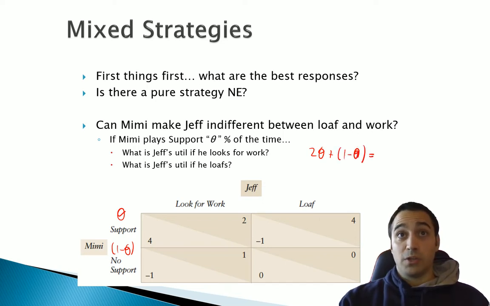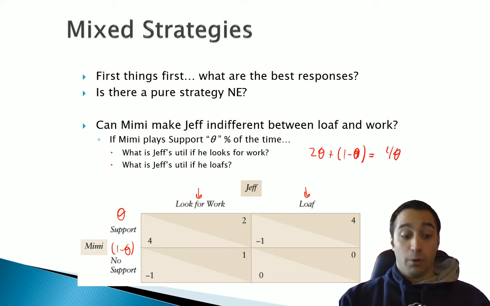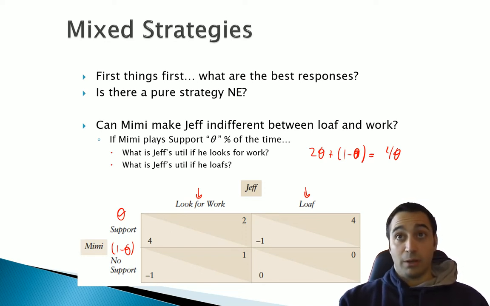You'll note we also just said we want to make sure his utility is the same, looking for work or not. So that must be equal to what he gets if he loafs. If Jeff loafs, he gets 4 times theta utils plus 0 times 1 minus theta utils. Therefore, in order for Mimi to make Jeff indifferent between looking for work and loafing, it must be that 2 theta plus 1 minus theta equals 4 theta.